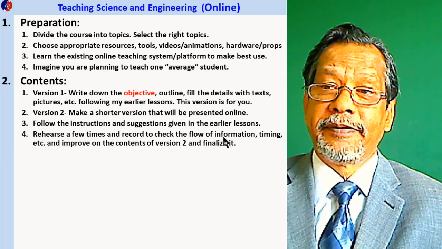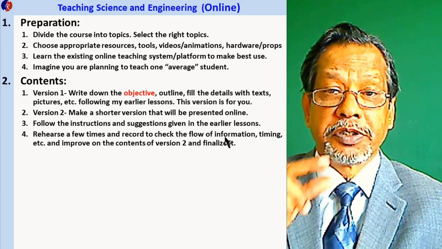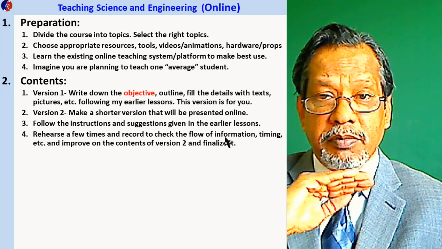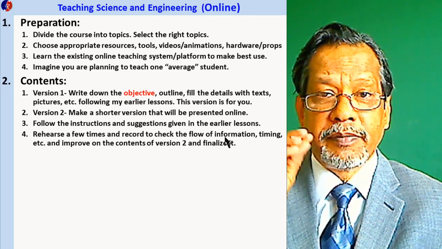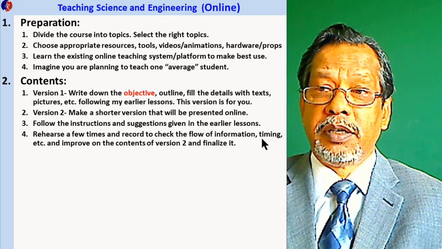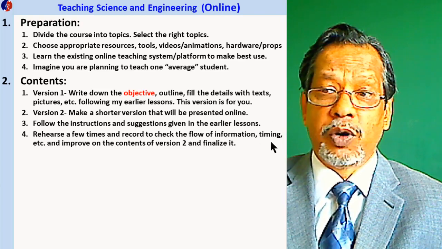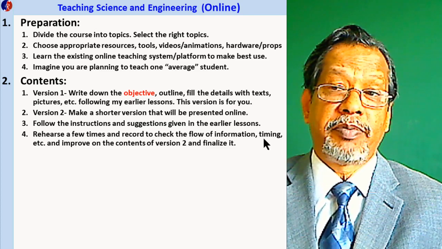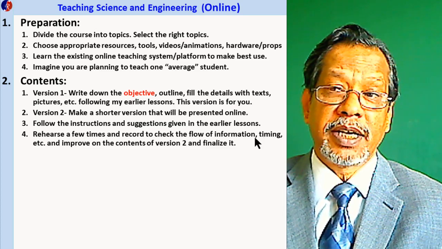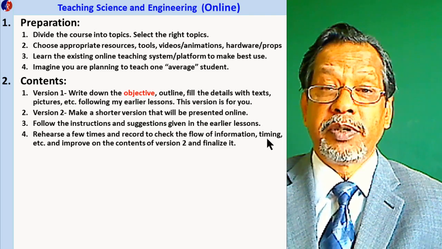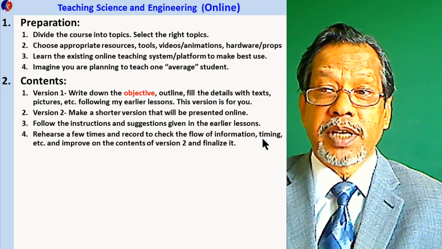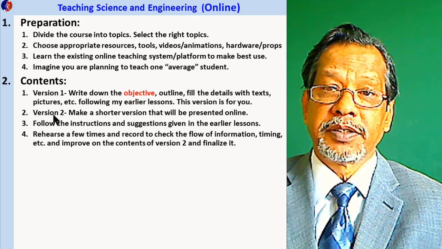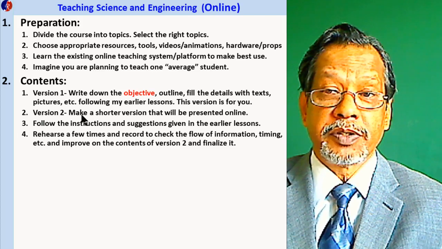Okay. Flow of information. Build the information from what the students know to where they are supposed to go. In between this, smoothly feed the information they need. Timing. Quite often I overshoot 1 hour time that's assigned to me. So you have to practice to reduce the contents so that you don't sound repetitive and you can save on time. And improve the contents of version 2 and finalize it, version 2 that you're planning to present.